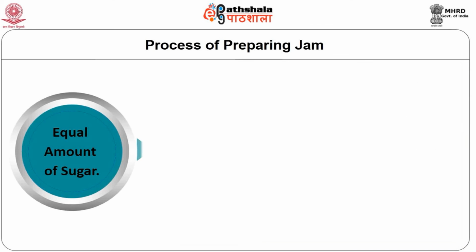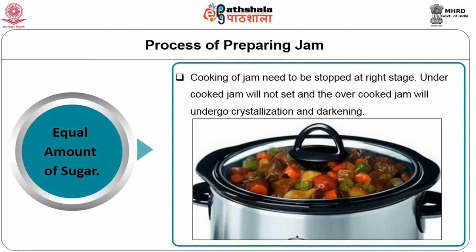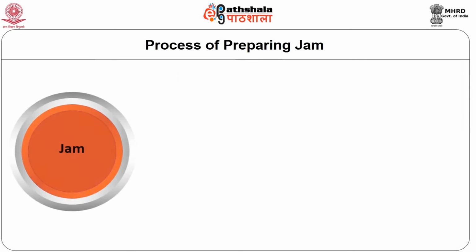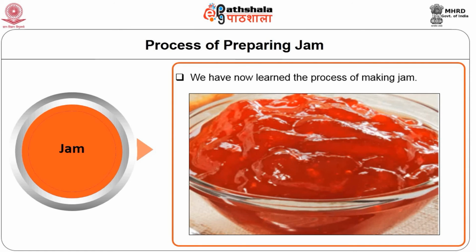Cooking of jam needs to be stopped at the right stage. Undercooked jam will not set, and the overcooked jam will undergo crystallization and darkening. We have now learnt the process of making jam. We also need to know how to determine the end point in jam preparation.